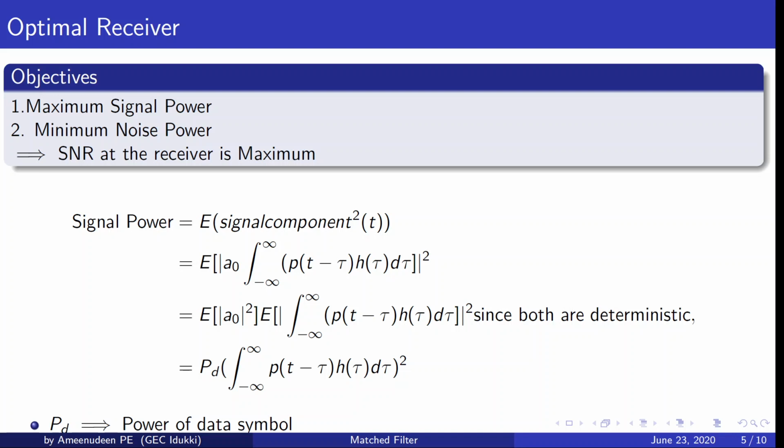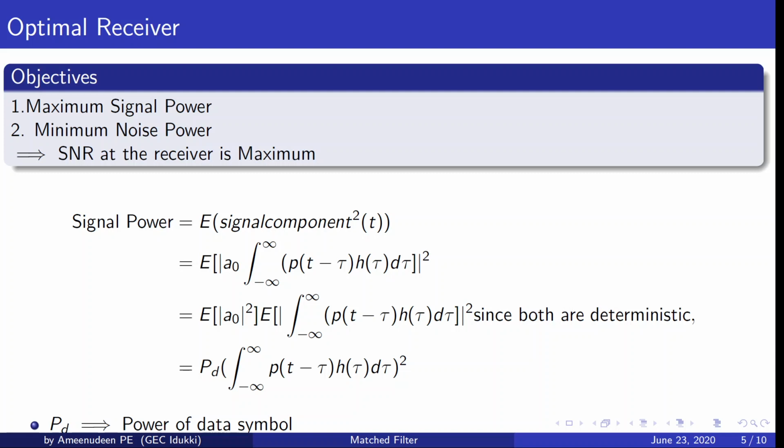Now we will see what an optimal receiver is. At the receiver, what are our objectives? We should maximize the signal power, and the noise power should be minimum. These two are the objectives. That means the signal to noise ratio, SNR, which is the ratio of signal power to noise power, should be maximum. So we have to maximize SNR. The objective of the optimal receiver should be to maximize the signal to noise ratio at the receiver.